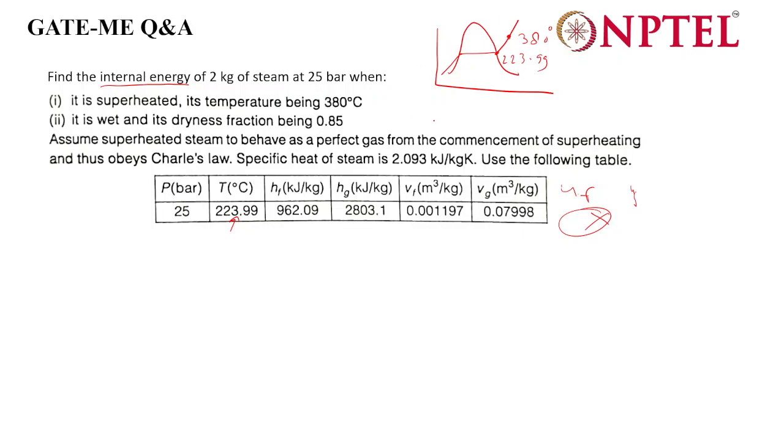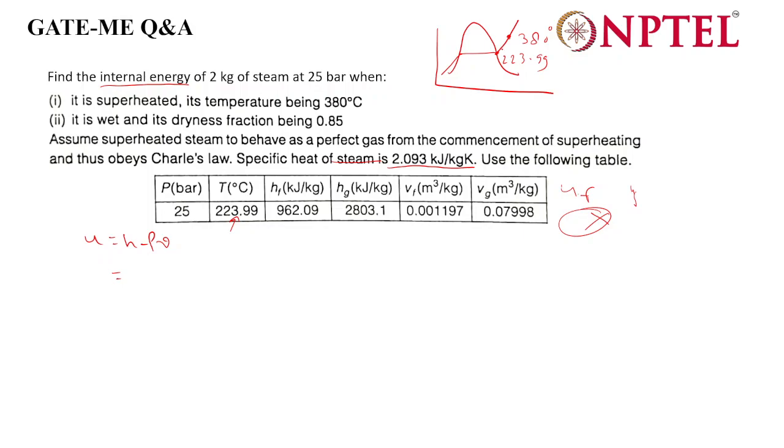Okay, and Cp is given for the steam, it is 2.093. So what is U? U is H minus PV, right? At this point, what is H? No superheat value table is given here, so you have to find that value. What is the saturated enthalpy here, and Cp into delta T, correct?